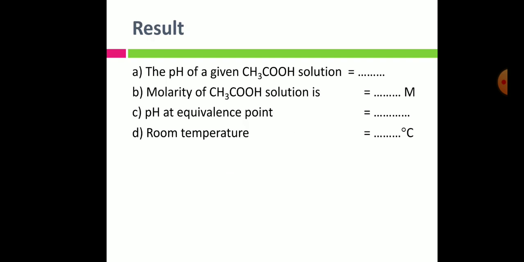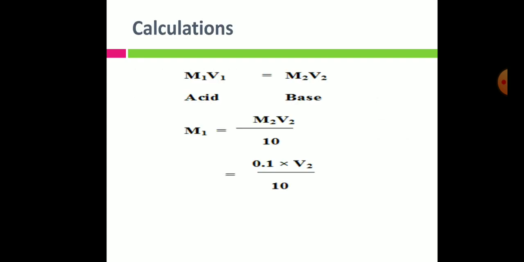And afterwards, at the end, we will report the result in this way. The first thing that we have to report is the pH of the given acetic acid solution, and that is the pH of the acetic acid solution before starting the titration, before adding NaOH to it. The second thing, the main part of our experiment, the aim of our experiment, is the concentration of the acid. This concentration we are going to get from the calculations which we have done just before on the previous slide.